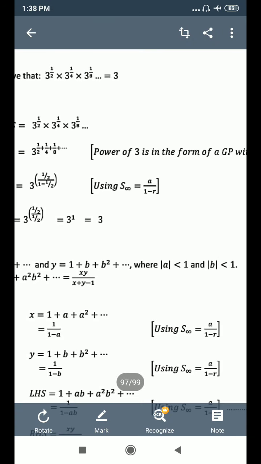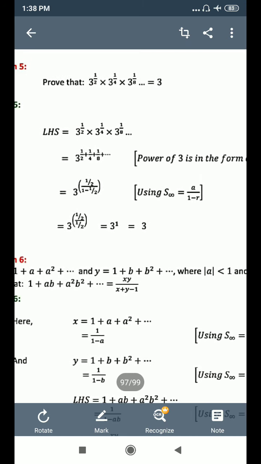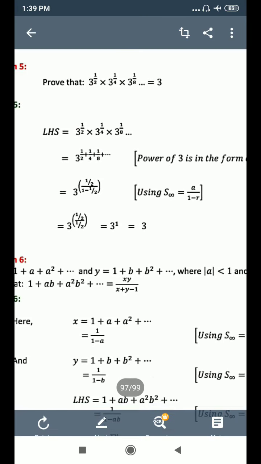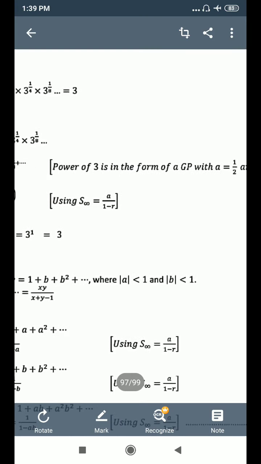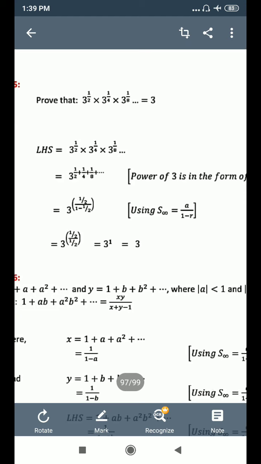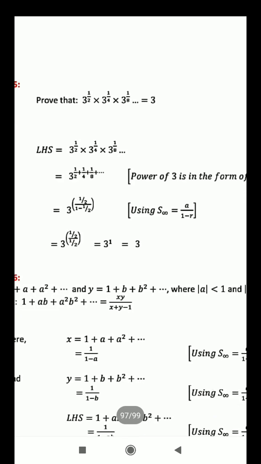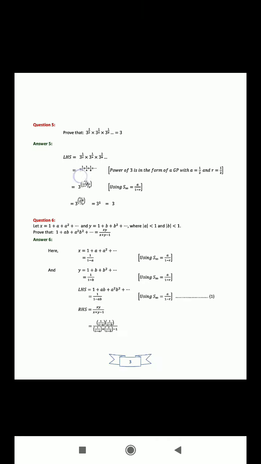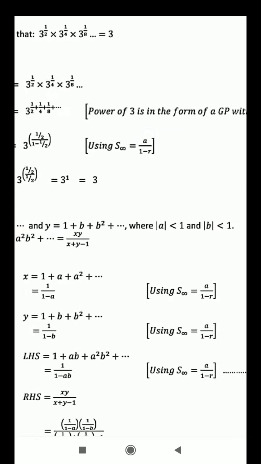3 raised to power half into 3 raised to power 1 by 4 into 3 raised to power 1 by 8 can be written as 3 raised to power half plus 1 by 4 plus 1 by 8. We'll add all these powers.